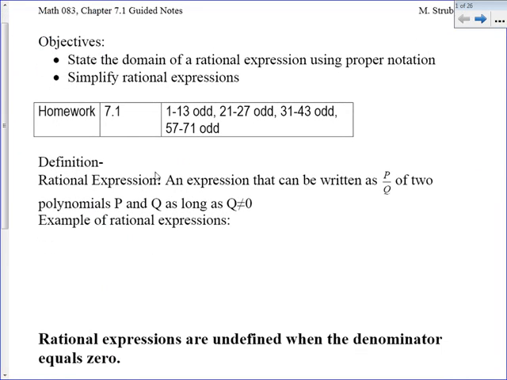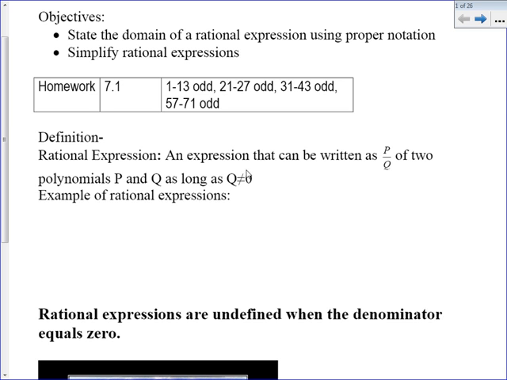And a rational expression is an expression that can be written as p divided by q of two polynomials as long as q isn't 0. Why can't q be 0? If I have this fraction, p over q, why couldn't q be 0? You can't divide by 0. That fraction's undefined. That ties right back to what we just finished up in Chapter 8. You can't have the denominator of a fraction be 0.